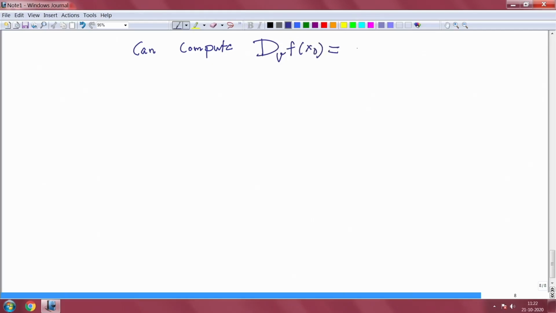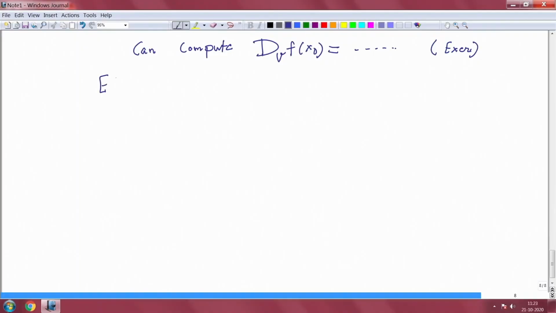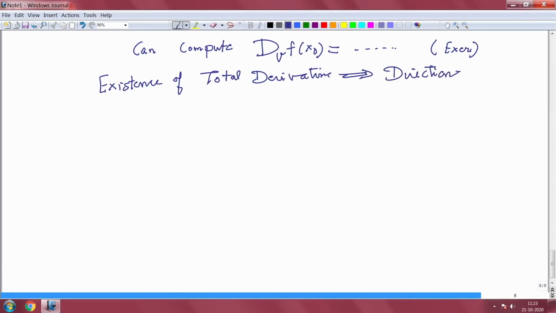So, let me write it here precisely. What is that? That means the existence of total derivative implies existence of partial derivative. That is what I will say. Existence of total derivative implies directional derivative. But the converse you have already seen is not possible. The existence of directional derivative is not enough to obtain the existence of total derivative. You need some more assumptions on the continuity. Please refer to the books to understand this precisely.